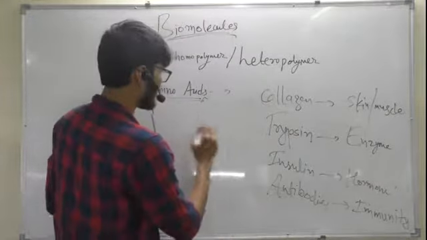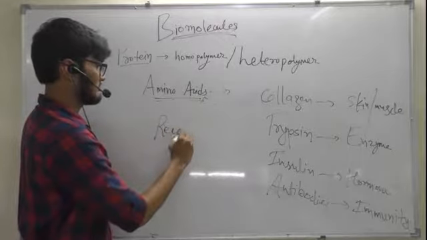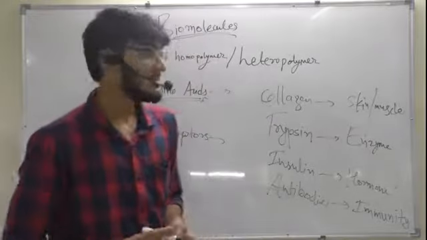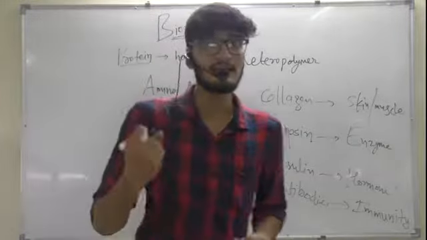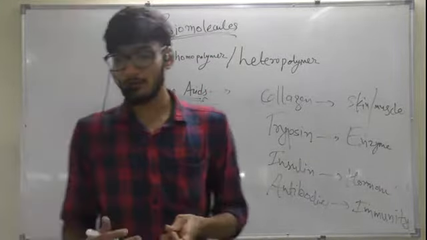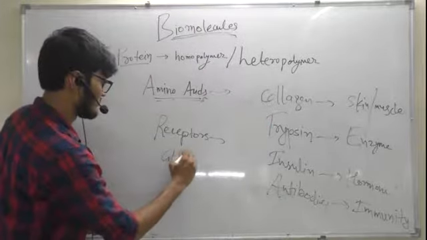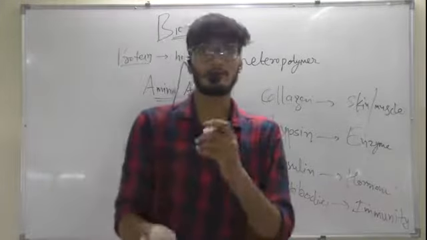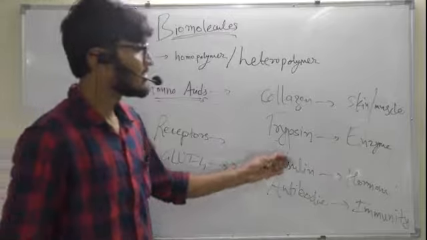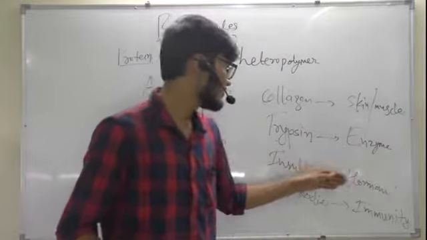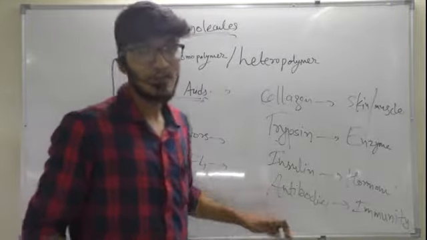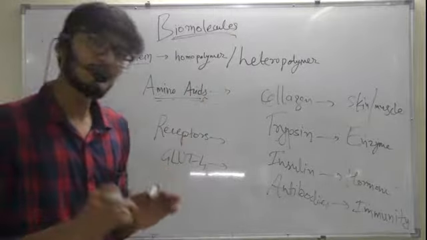There are more, such as receptors. Receptors are generally present on the cell membrane and are majorly responsible for receiving different signals from outside the body. Then there are proteins like GLUT4, which is required for glucose transport across the cell. So different kinds of proteins: collagen, trypsin, which is an enzyme, and insulin, a hormone that is generally responsible for reducing the glucose level in your blood. Then there are antibodies. These are different kinds of proteins present in our body.